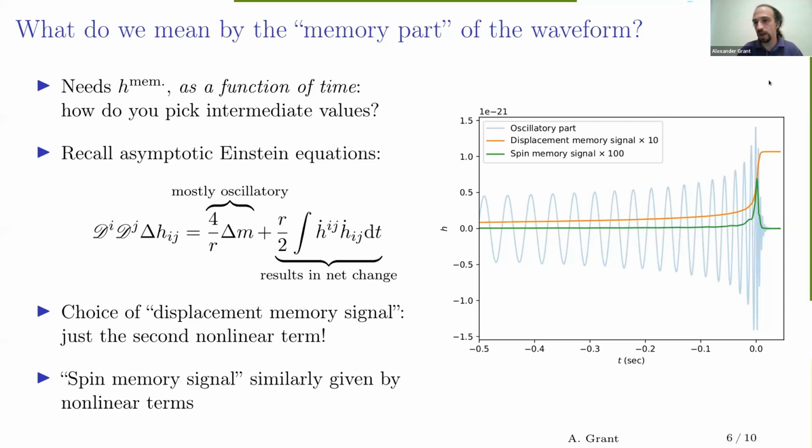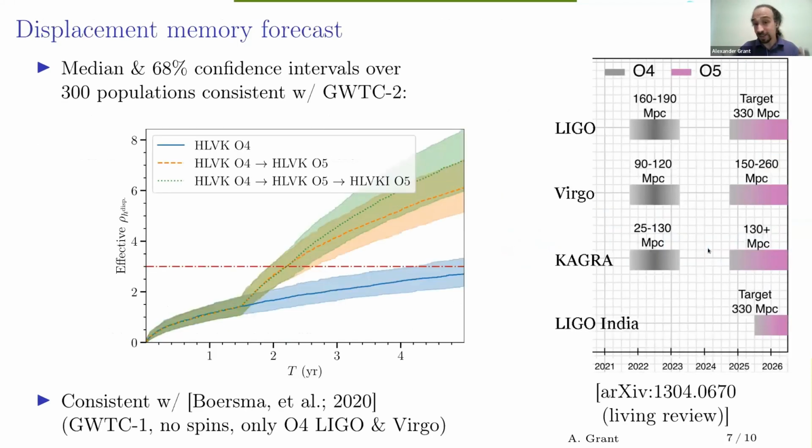Now, if you actually look at these parts of the waveform as a function of time, they're very small. If you plot the oscillatory part and all of the other parts of the signal on the same graph, in order to make them all comparable, you need to multiply the displacement memory by 10 and the spin memory by 100. They're very tiny effects, and that's why you need to actually stack signals from multiple events. But it ends up being the case that this is something that can be done, and it is actually detectable by current gravitational wave detectors.